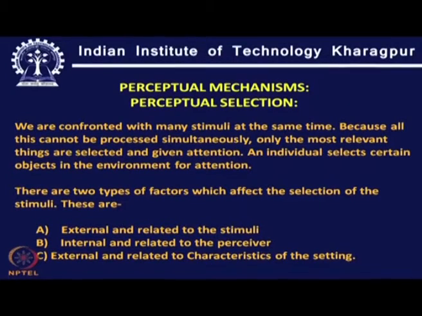What happens in perceptual selection is that we are confronted with many stimuli at a single point of time, but we are not responding to every stimulus that we receive, because it is not possible for us to process all the stimuli simultaneously. So, the most relevant things are selected and given attention, and the other stimuli are not attended to. So, an individual selects certain stimuli based on certain factors.